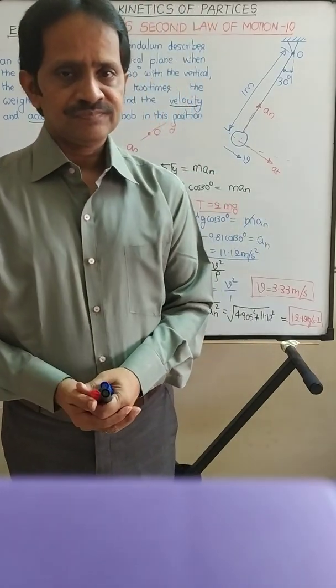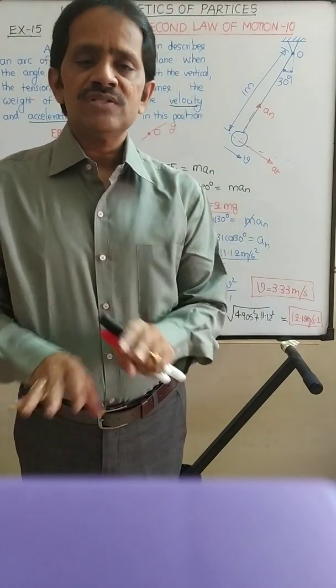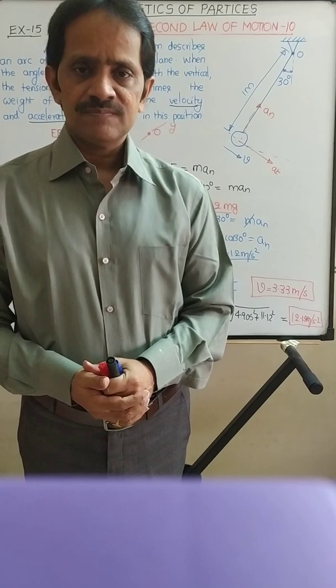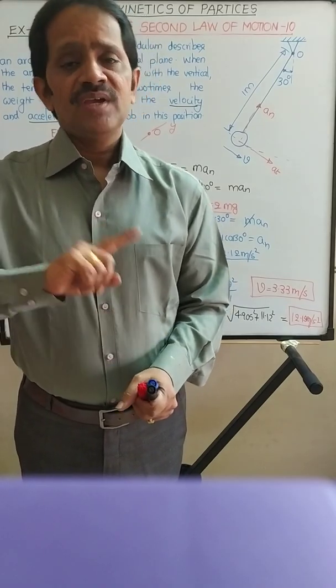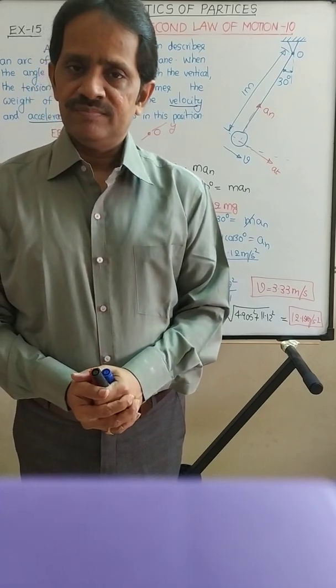Understood? So we have covered almost all types of examples in Newton's second law of motion, rectilinear as well as curvilinear motion. Thank you.